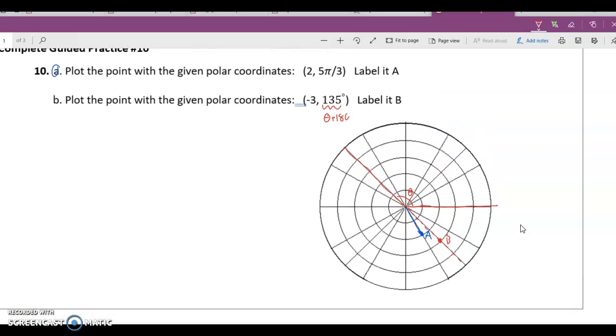So for the sake of time, just so we don't have to watch a bunch of really long videos, I'm going to cut this one off right here, and then I'm going to come back with another video that is finding all possible polar coordinates.